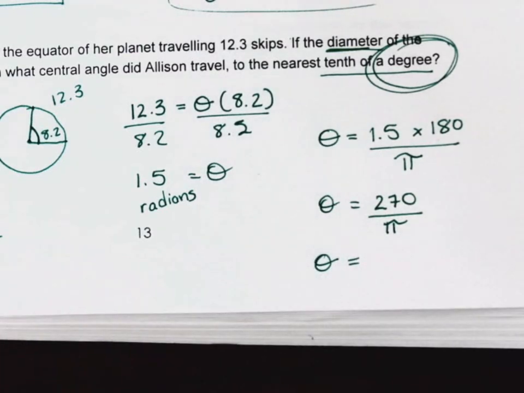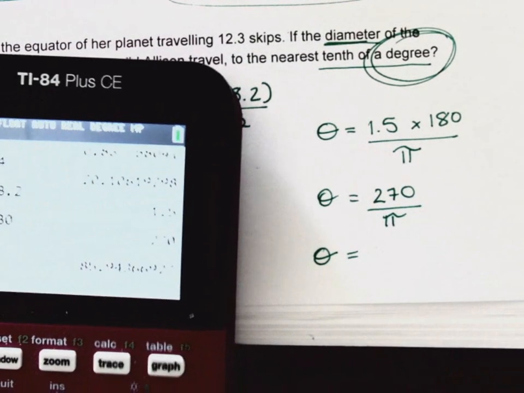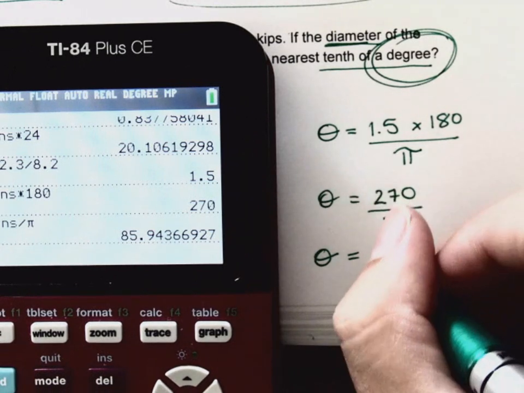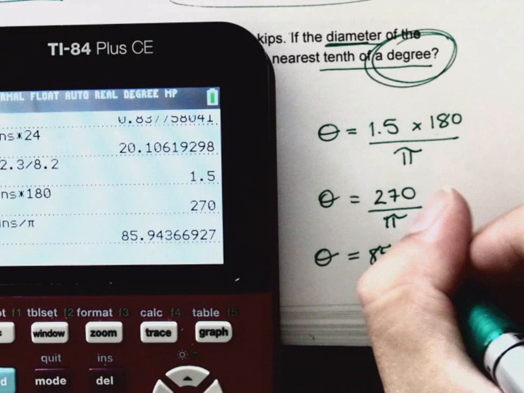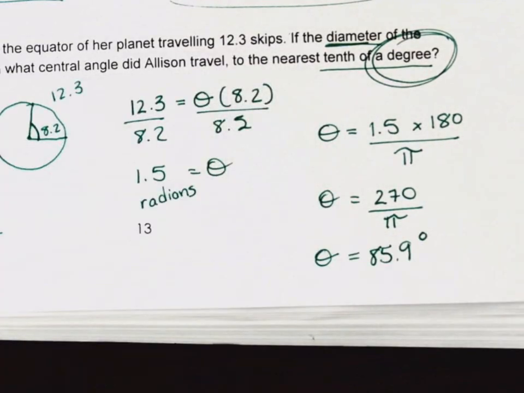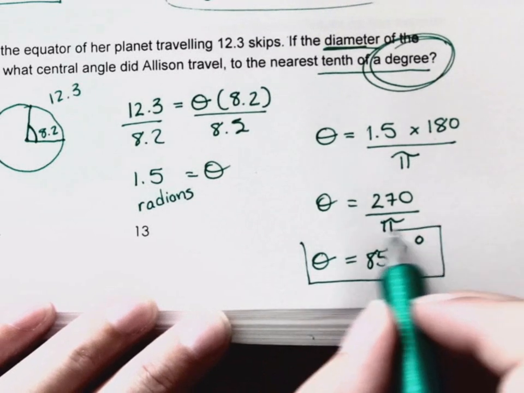And again, we know we're going to have decimals because we're dividing by an irrational number. So I'm just going to show you my calculator here. 85.94, and it wants it to the nearest tenth of a degree. So this is going to be 85.9, and we have to use the degree symbol to indicate that this is our answer in degrees.